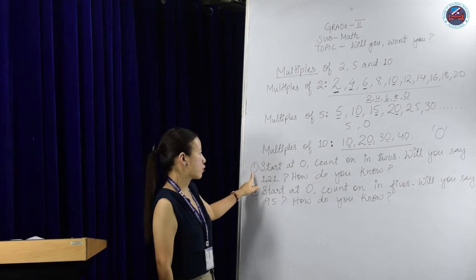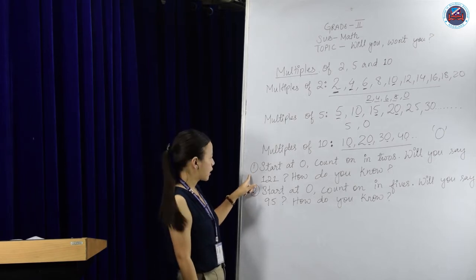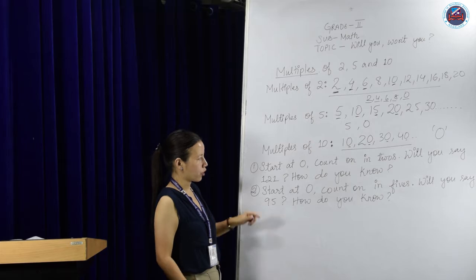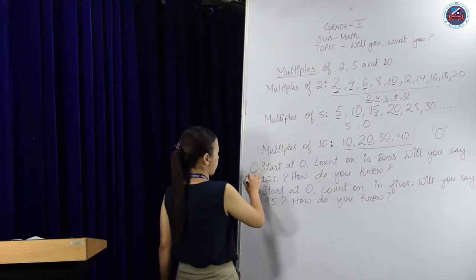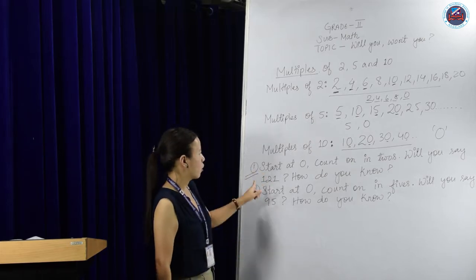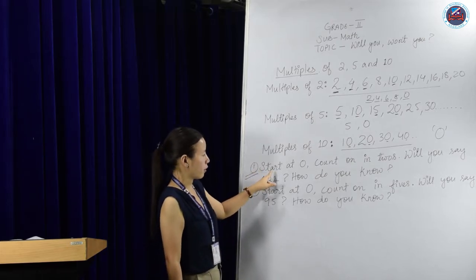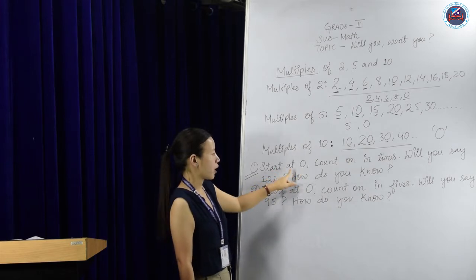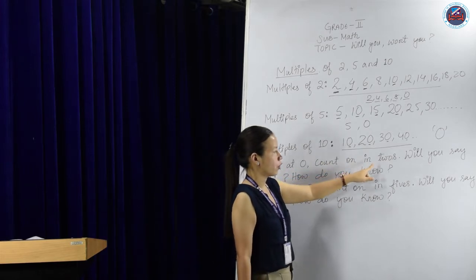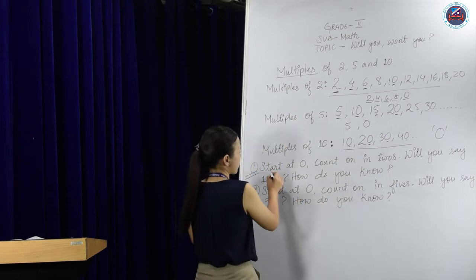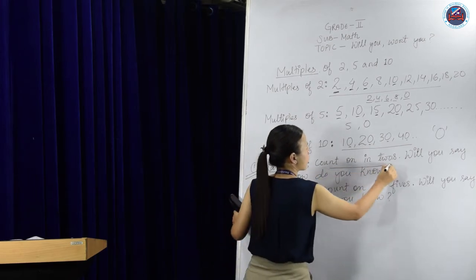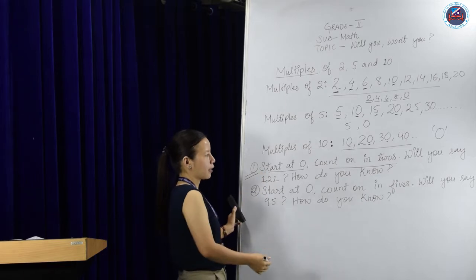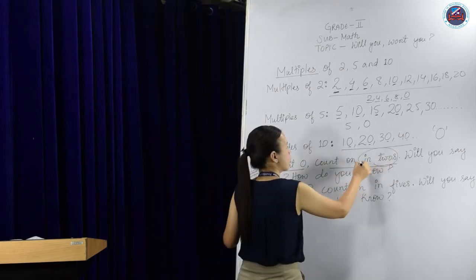Now, let's try to solve some of the questions from your exercise. Let's solve the first question first. What is the first question given here? It says, start at 0 and count on in twos. We're going to count on 2 places each time, so that means it's a multiple of 2.